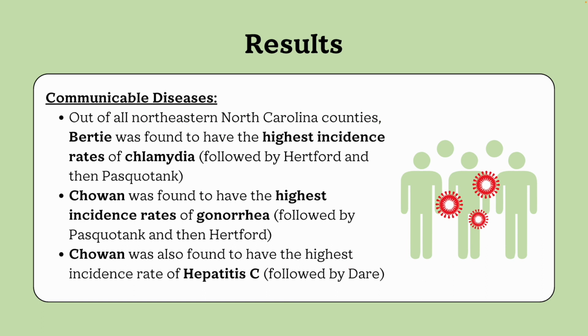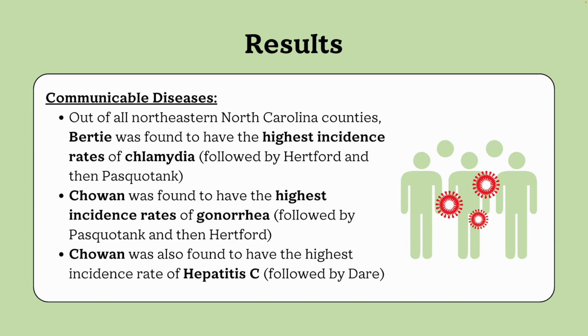So regarding results, I thought this was very fascinating. So this is the communicable diseases specifically, which would answer the very first research question. So out of all the Northeastern North Carolina counties, Bertie was actually found to have the highest incidence rates of chlamydia, and this was followed by Hertford and then Pasquotank. And overall, chlamydia was traditionally the #1 communicable disease in every single county.